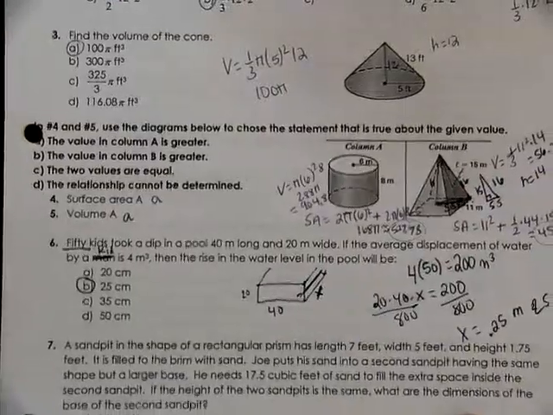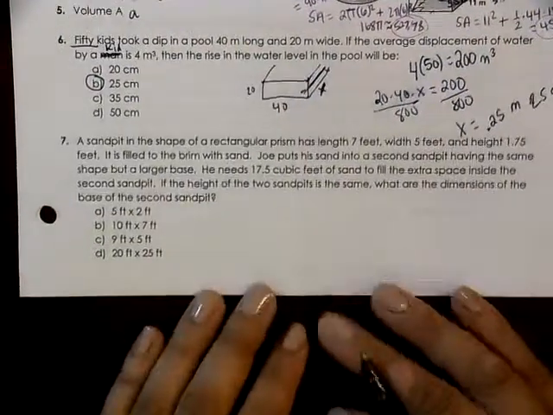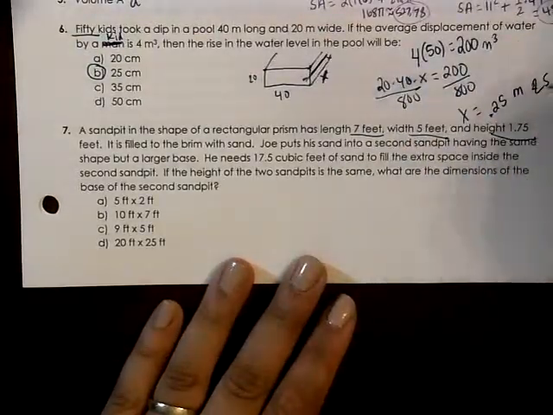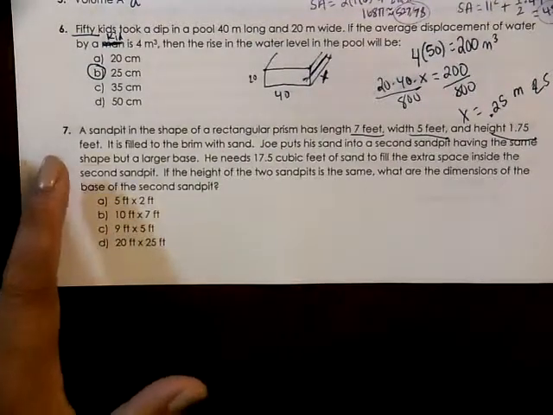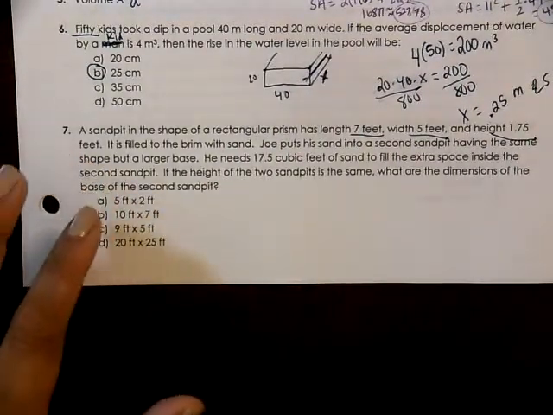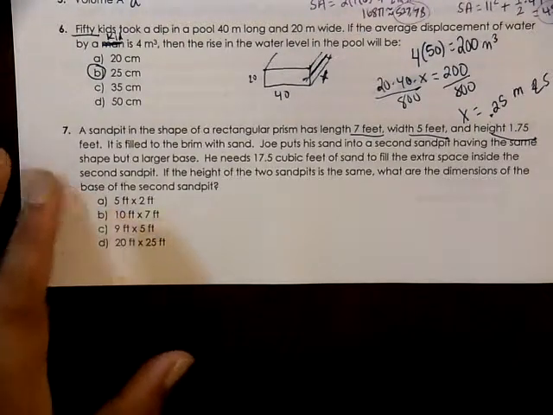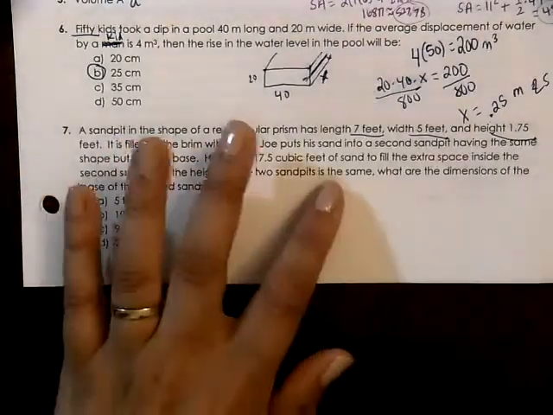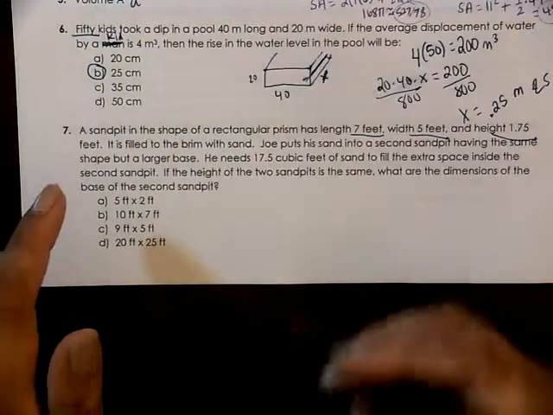Okay, number 7. Says here, a sand pit in the shape of a rectangular prism has a length of 7, width of 5, height of 1.75. So first thing I can do there is use those measurements to get the volume, because it says it's filled to the brim with sand. Joe puts his sand into a second sand pit having the same shape but a larger base. And then he needs that much more sand to fill the extra space. And the heights are the same, but it's asking what are the dimensions.